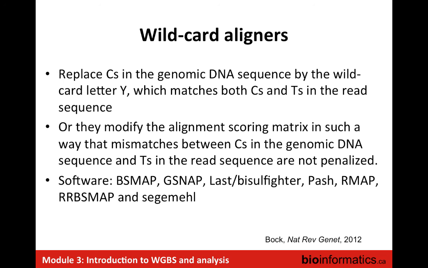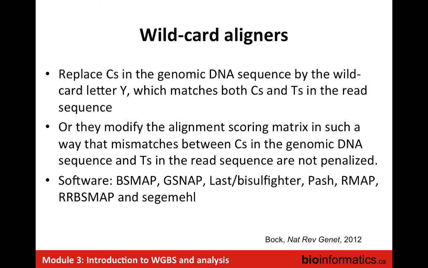So wildcard aligners: the trick that's used with these alignment tools, to avoid these mismatches, is to replace all the Cs in the genomic DNA sequence by a wildcard character Y. So you basically have a wildcard associated with all the Cs, which is going to match both the Cs and the T in the read sequences. You can also potentially modify the alignment scoring matrix. Depending on the mapping tool that you use, either you can convert the genomic sequence to have these wildcards, or you can modify the alignment scoring matrix to not count these as real mismatches, basically.